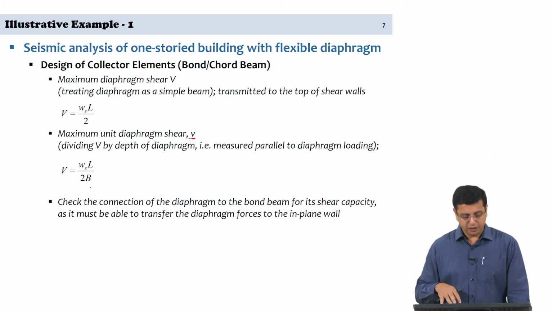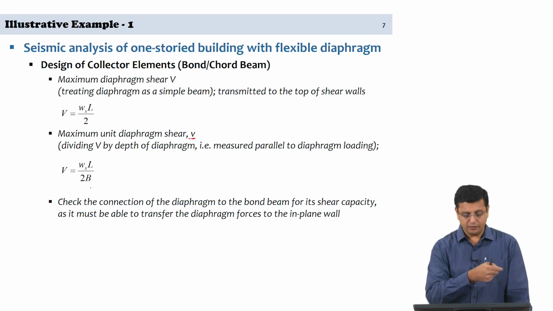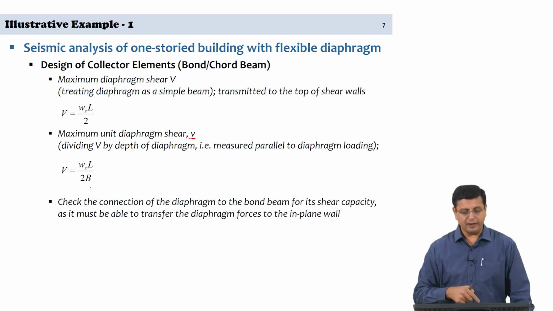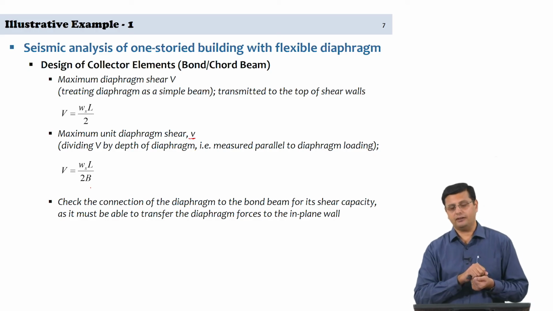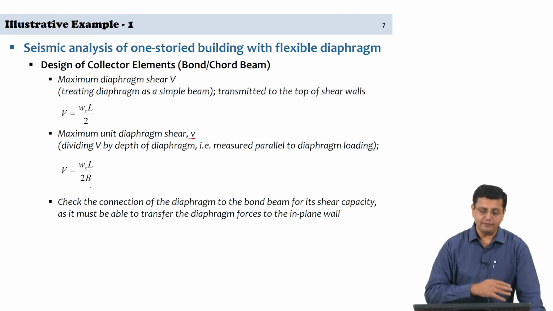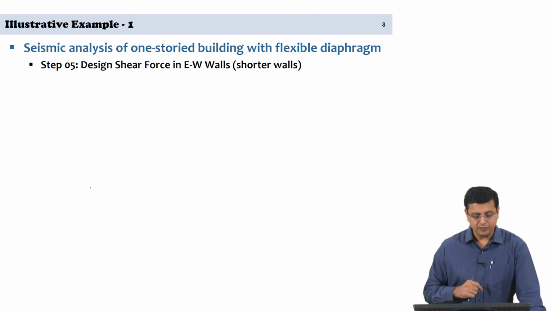Now, we need to ensure that the connection between the diaphragm and the bond beam is adequate for transferring this amount of shear. It should be able to transfer the diaphragm forces to the in plane wall without having a failure. Otherwise, you will not have transfer of the forces to the in plane wall and then to the foundation. So, this is a check that needs to be carried out.